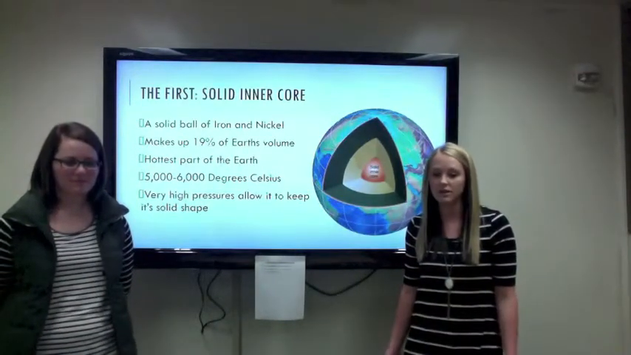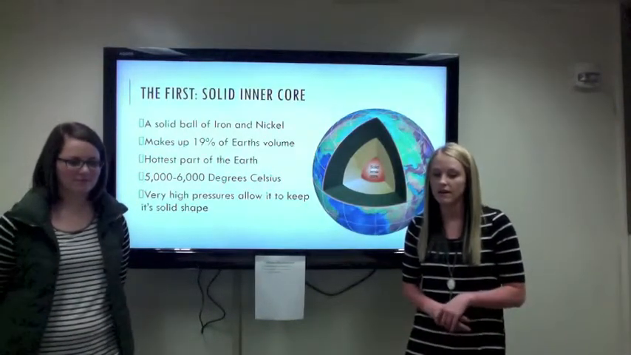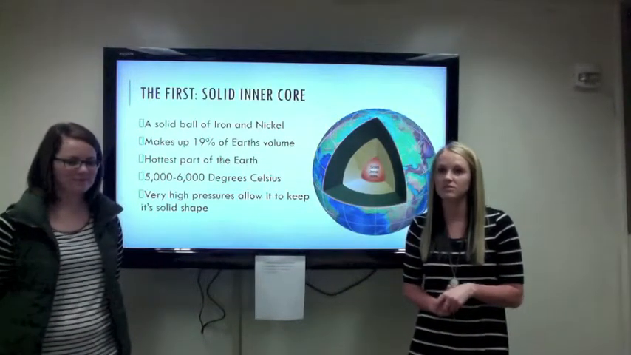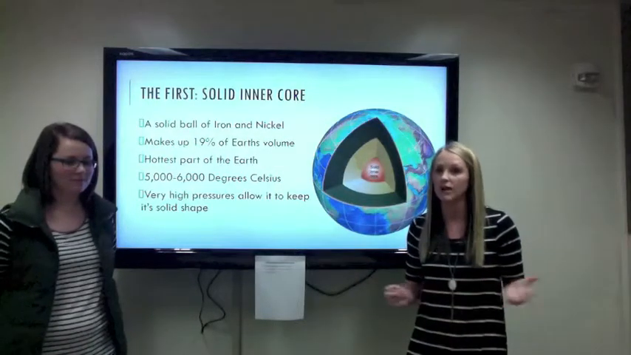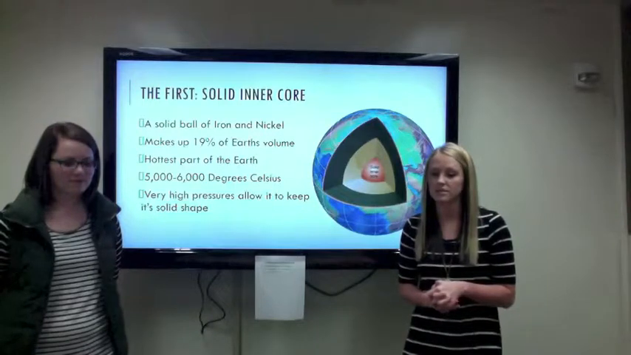It makes up 19% of Earth's volume, and it's the hottest part of the Earth. It's 5,000 to 6,000 degrees Celsius, which is about as hot as the sun. And the very high pressure allows it to keep its solid shape.